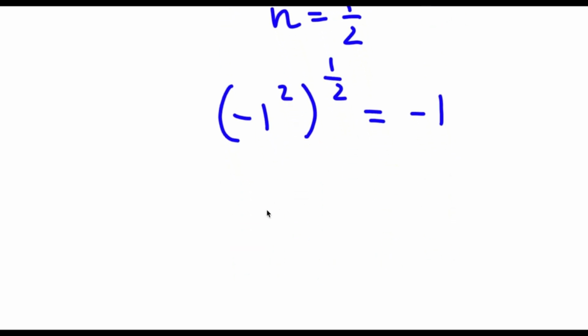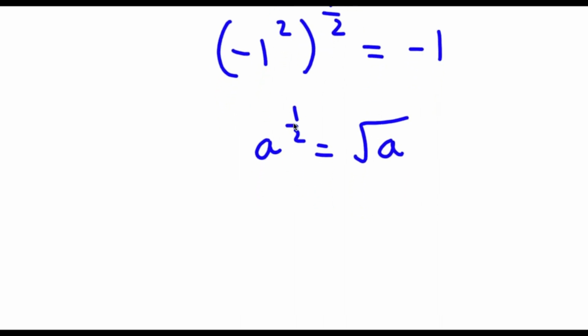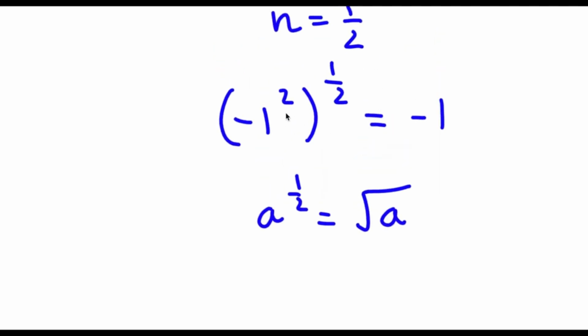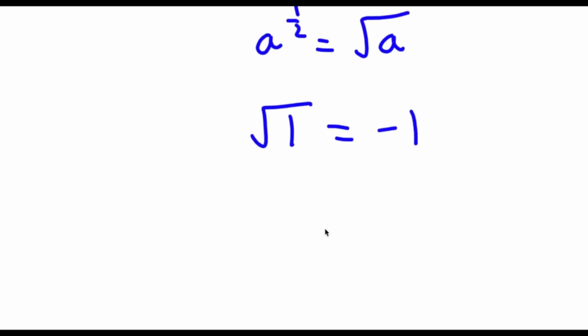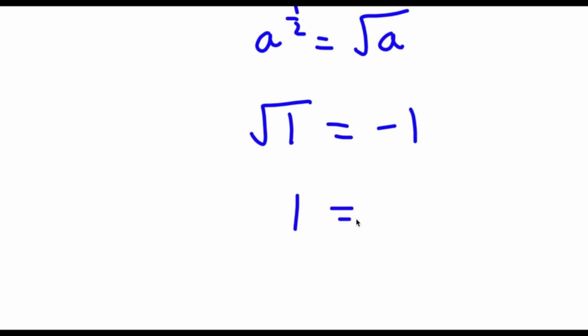Now, if I have something in the form a to the power of 1/2, this is the same thing as the square root of a. So this is the same thing as, well, first off, negative 1 squared, that's simply equal to 1, right? So now I have the square root of 1 is equal to negative 1. And the square root of 1 is simply equal to 1. So now I have 1 is equal to negative 1. So I just proved to you guys that 1 is equal to negative 1.